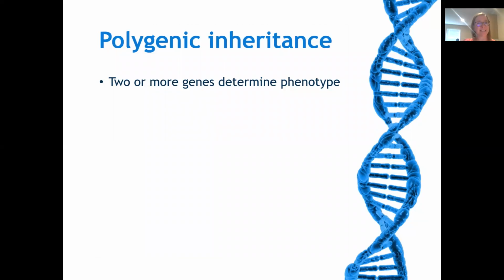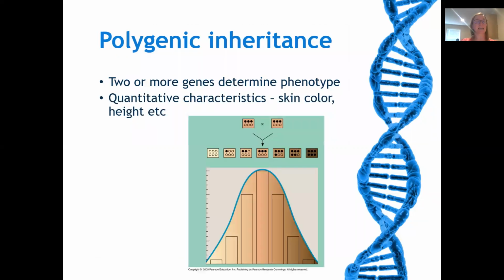Next one, polygenic inheritance. This is when two or more genes determine a phenotype. So not all phenotypes are determined by just one gene. Things that have quantitative characteristics, with a huge range of phenotypes where you see every possible option throughout a spectrum, are called polygenic inheritance. All right, skin color is a great example. You see very, very light skin to very, very dark skin. Height is another example. You see very short people to very tall people. It means more than one gene is contributing to that trait.